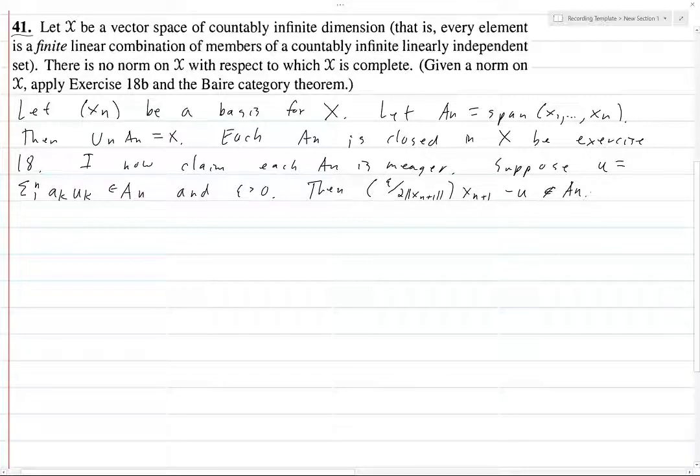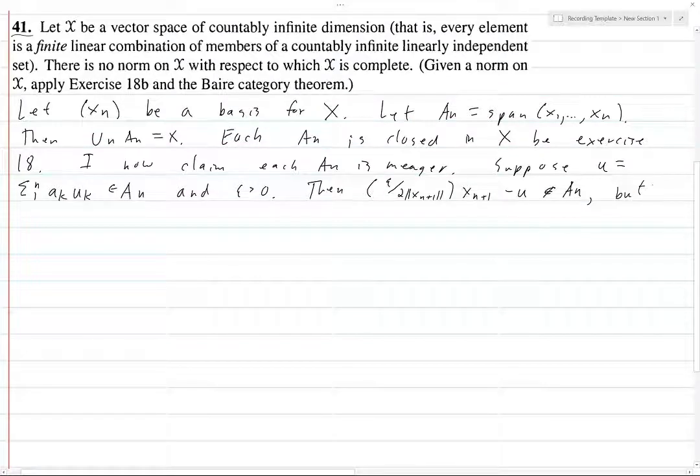Why is that? We took something in An and we added a scalar multiple of something that's in X_{n+1}. But x_{n+1} is a basis vector, which isn't one of the first n basis vectors. And so it can't be in An, or else x_{n+1} would not be linearly independent from x1 through xn.